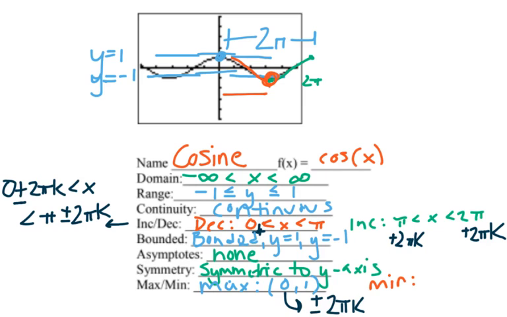For the minimums, at least one of the minimums that we see here is right here, and it's over pi and down -1. So pi, -1 is that point. So you can say your minimum is pi, -1. And then again, to that x value, you could add or subtract 2 pi k.